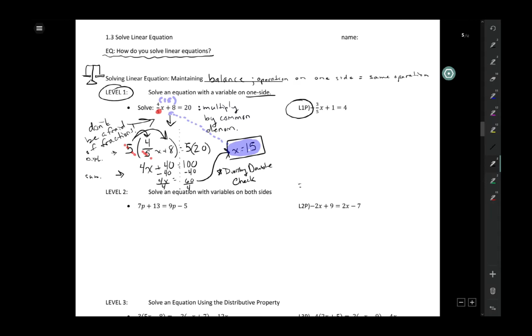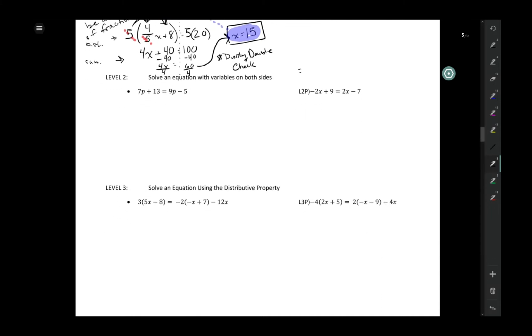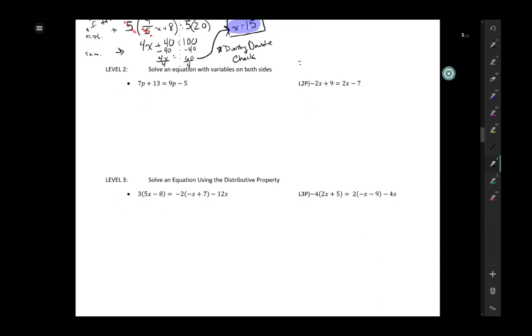But let's move along here to level 2. Solve an equation with variables on both sides. So we're just stepping it up a little bit. Level 2. Alright, it's not bad. You just want to get one variable on one side. It doesn't matter which one you choose. It doesn't matter which side.